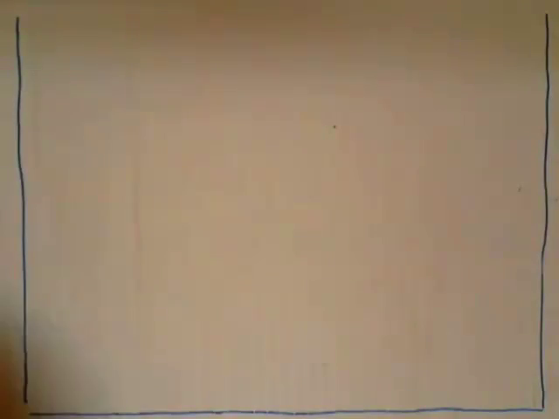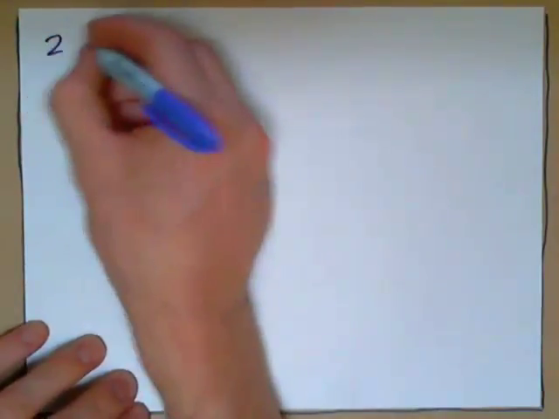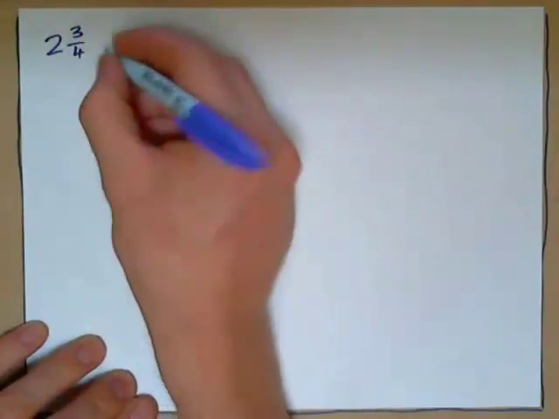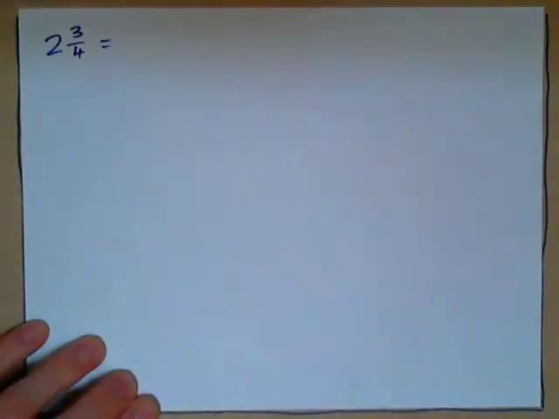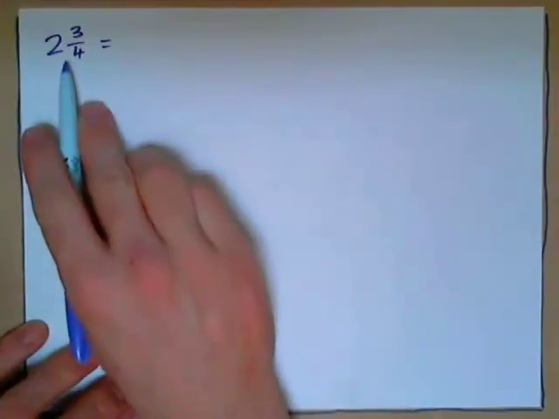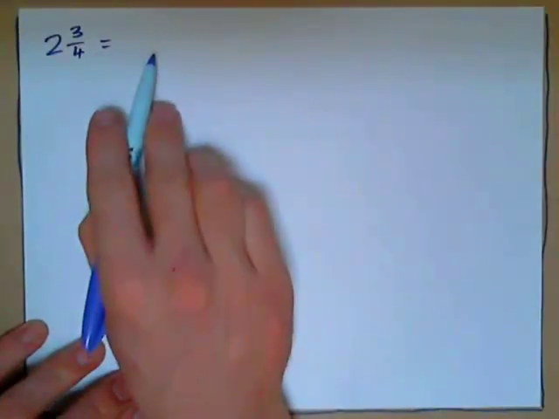So now let's review changing mixed numbers to improper fractions before we proceed. So for example, 2 3/4. Change that to an improper fraction. Right now it's a mixed number. Change it to an improper fraction.